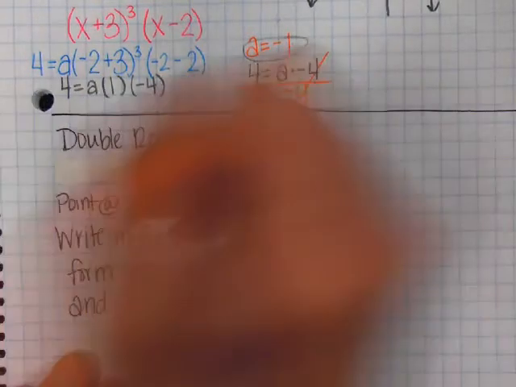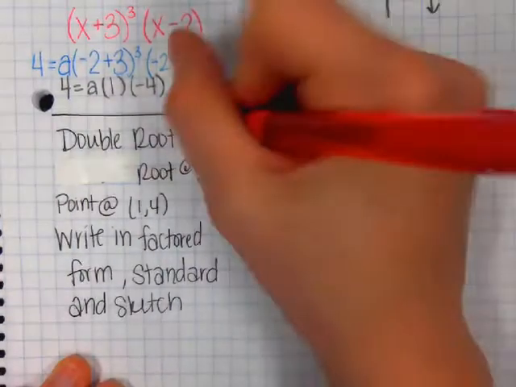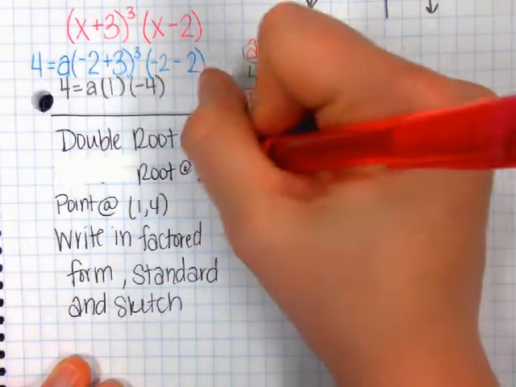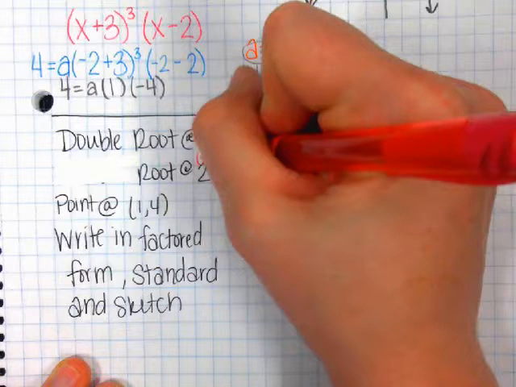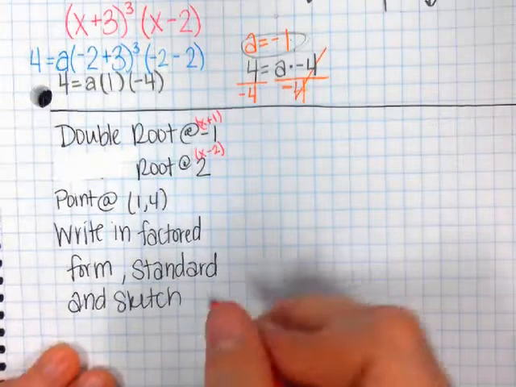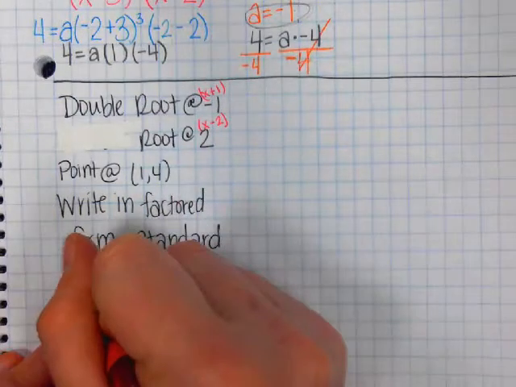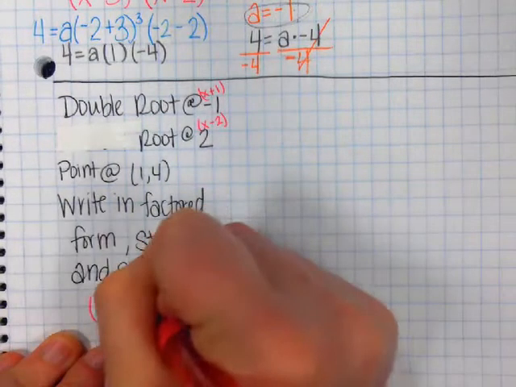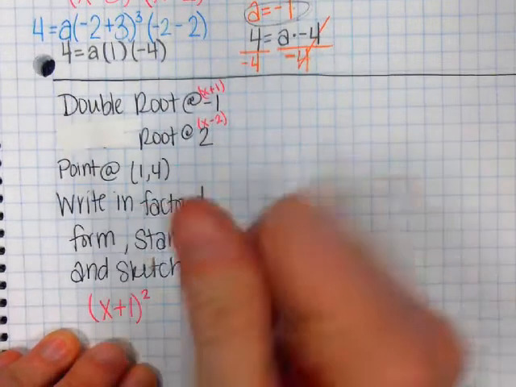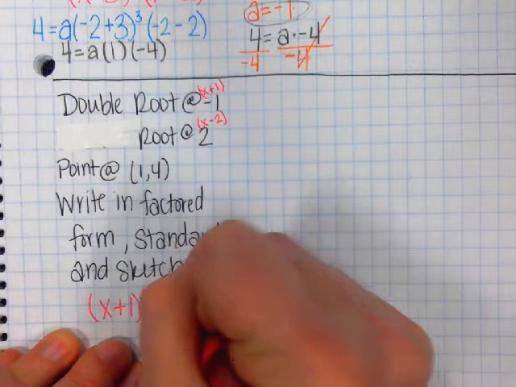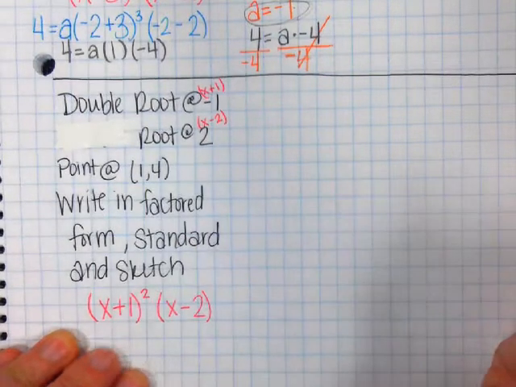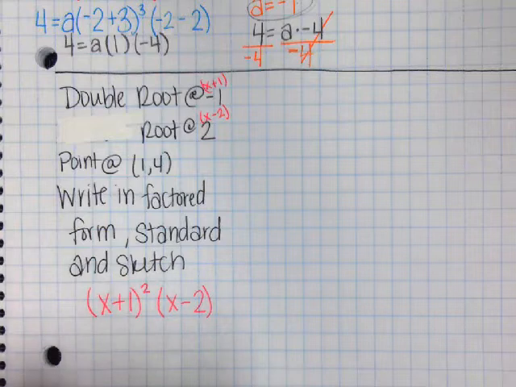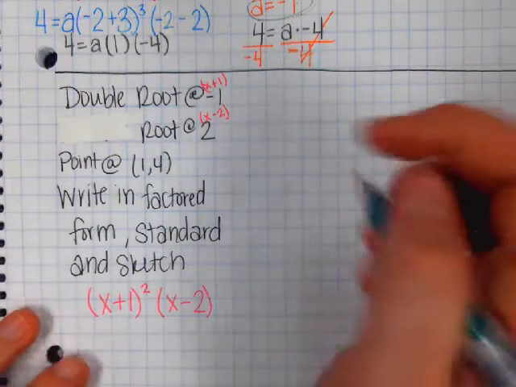So let's go ahead and write it in factored form first. So -1, remember that's going to be the opposite for our factored form, so it's x plus 1. This one would be x minus 2. So we have a double root at x plus 1. So double means squared. A single root at x minus 2. So that's our factored form.